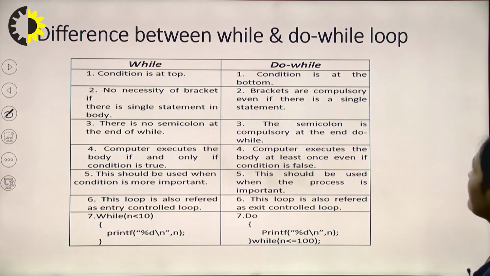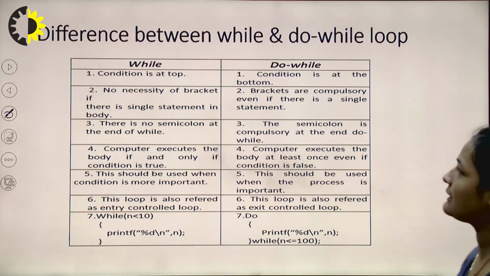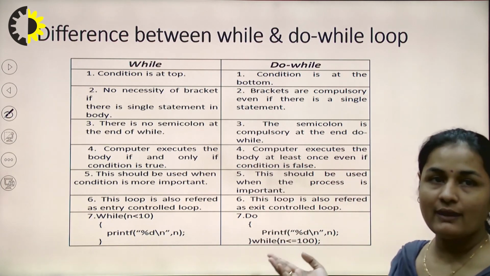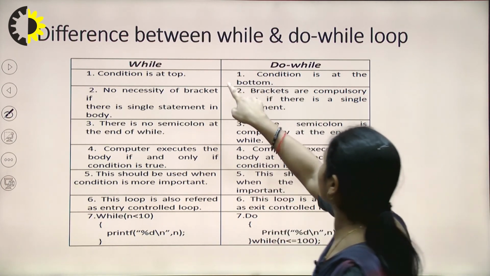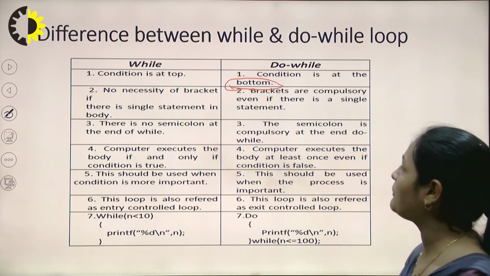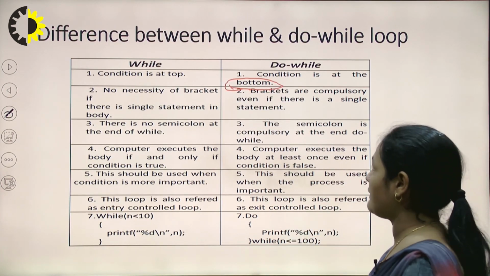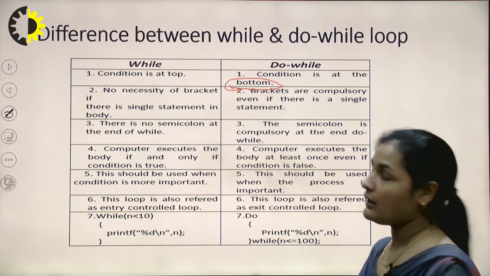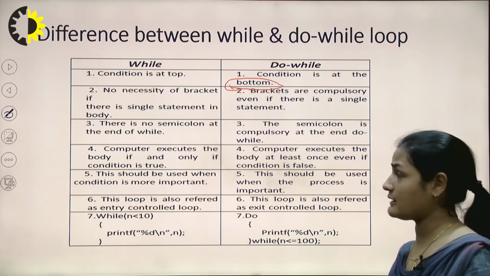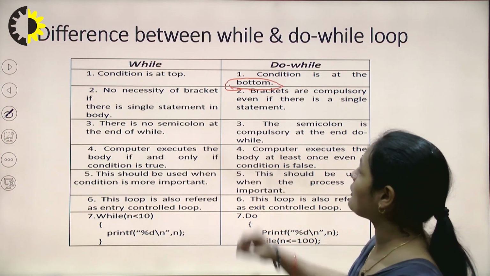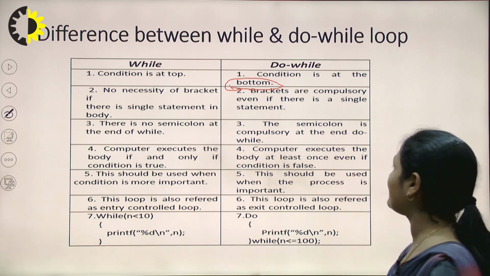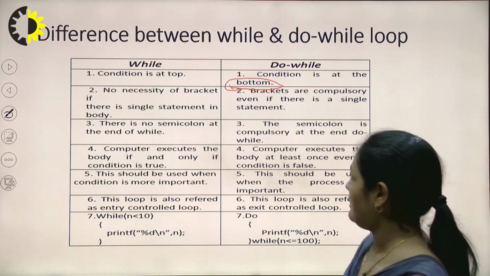So this is the difference between while and do while loop. The basic difference is that in while loop the condition is given at the top, and in do while loop the condition is given at the bottom, that means at the end of the loop. In while loop, there is no necessity of brackets if there is a single statement in the body, but in do while loop brackets are compulsory even if there is a single statement. There is no semicolon at the end of the while loop, but at the end of the do while loop there is a need of the semicolon.